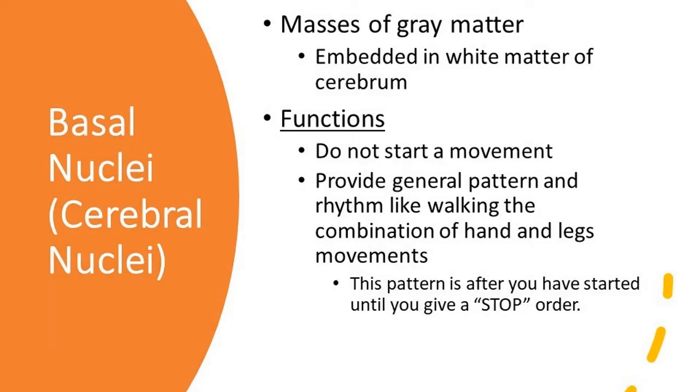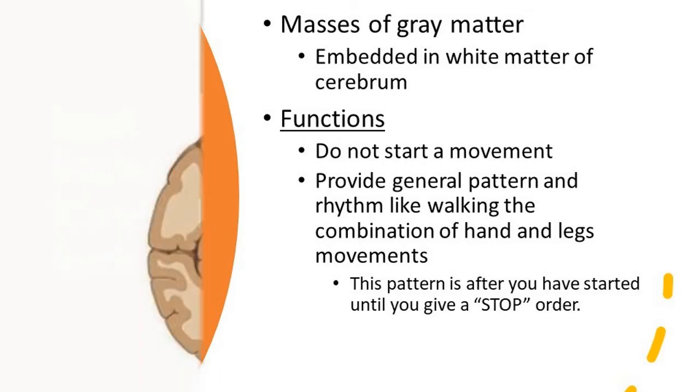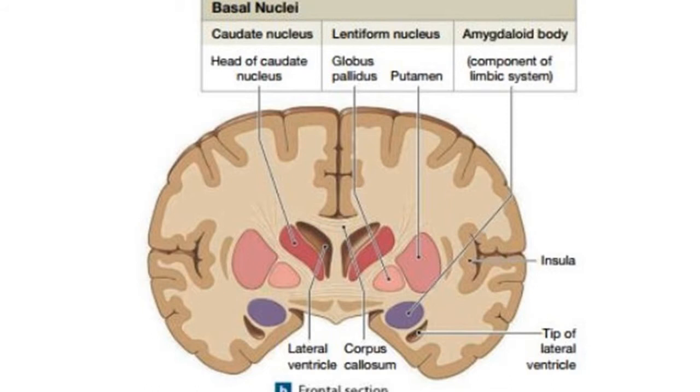So once you start a walking movement, there is a typical swing of your hands and your legs that occur while walking. So that rhythm and that general pattern is controlled by basal nuclei. So the function of basal nuclei is not to start a movement but to provide a general pattern and rhythm. This pattern will go on until you give a stop order. These are some of the basal nuclei: caudate nucleus, lentiform nucleus and amygdaloid body.